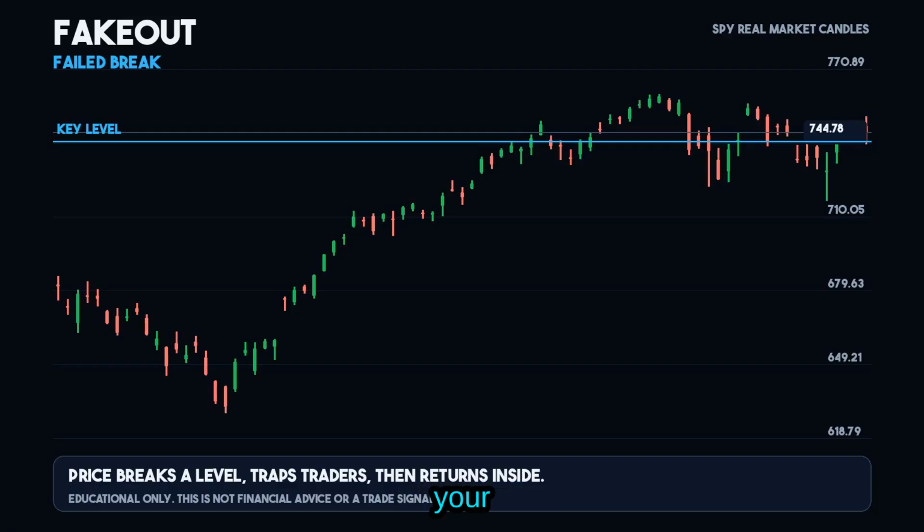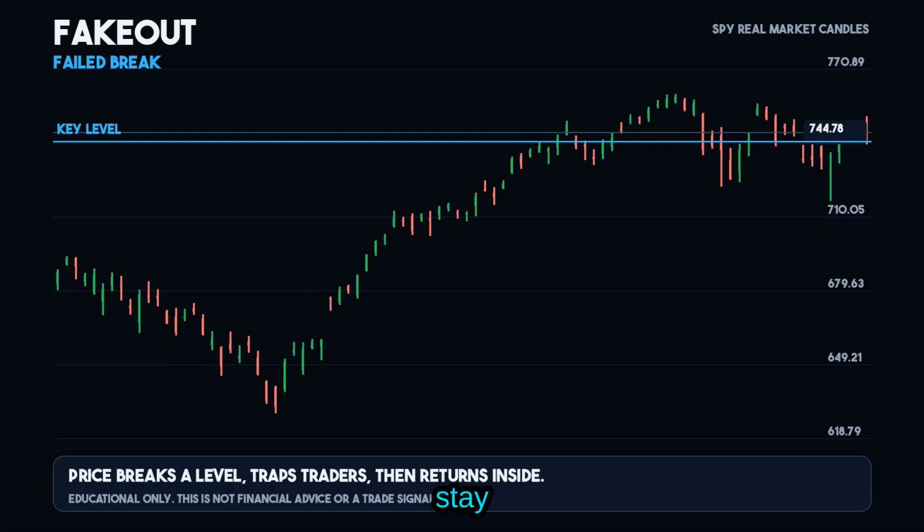As you continue your trading journey, remember that fakeouts are an inevitable part of the market. The key is to stay alert and adapt to changing conditions. Practice makes perfect, so be sure to practice fakeout recognition on a demo chart before trading with real capital.